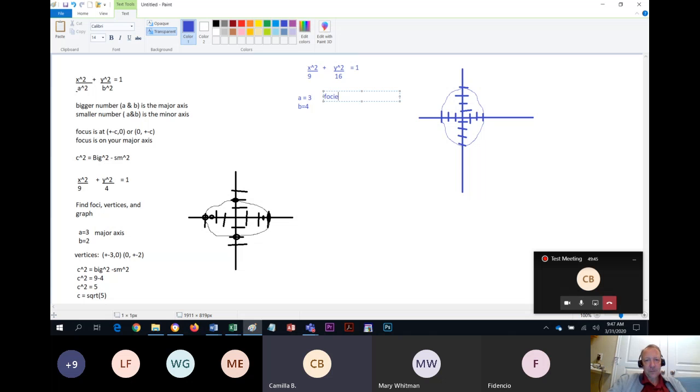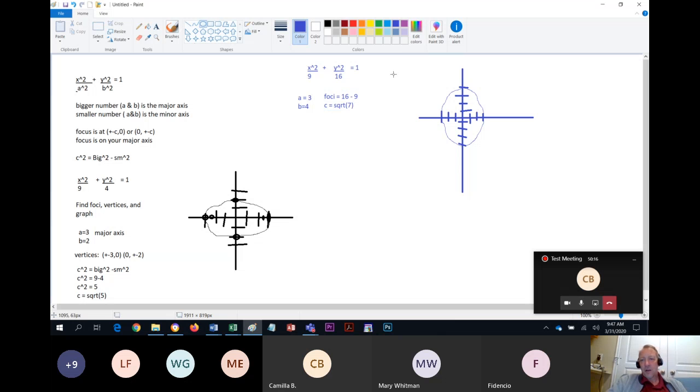So the foci would be c squared equals 4 squared minus 3 squared, so 16 minus 9. 16 minus 9 is 7. So c in this case equals the square root of 7, right? Yep. Okay. So the square root of 7 is in between 3 and 4, basically. So about 3.5. We'll just call it 3.5. So if I were to draw these on my graph, about 3.5, it's going to be about right there and about right here.